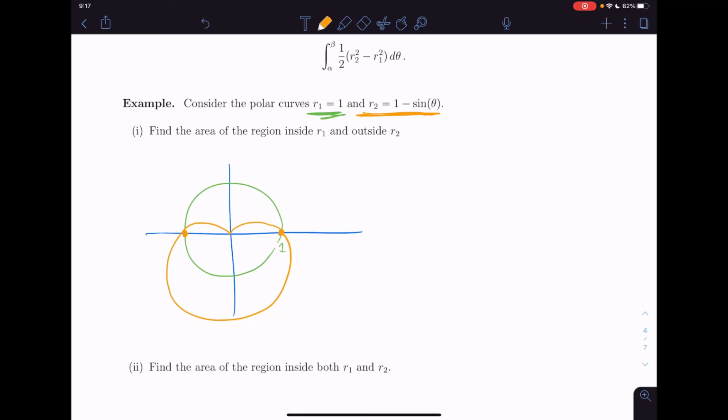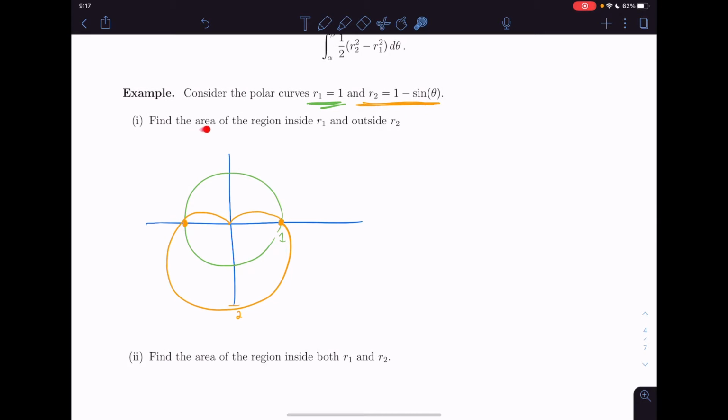And there we go. And then what we find is that if we're pointing in the 3 pi over 2 direction, we will recognize that if I plug in, for example, 3 pi over 2 here, I get a 2. So indeed, this is occurring at 2. And so the first question is, find the area of the region inside r1 and outside r2.